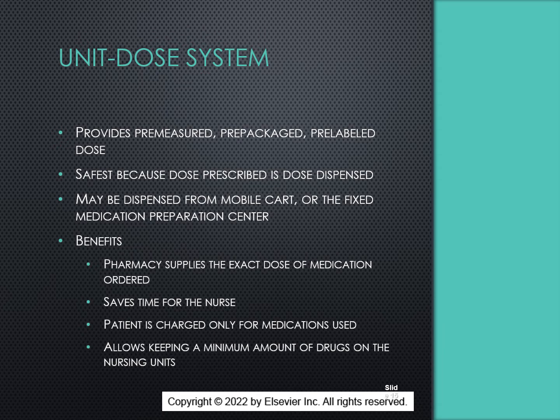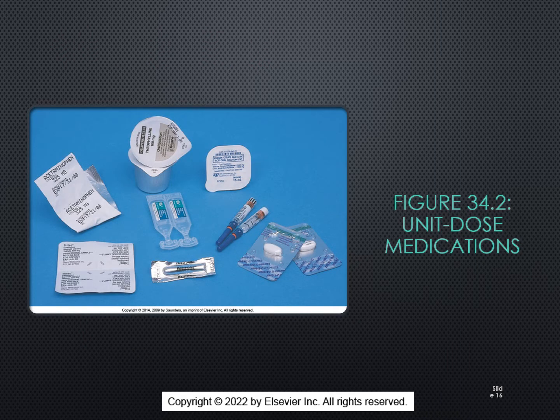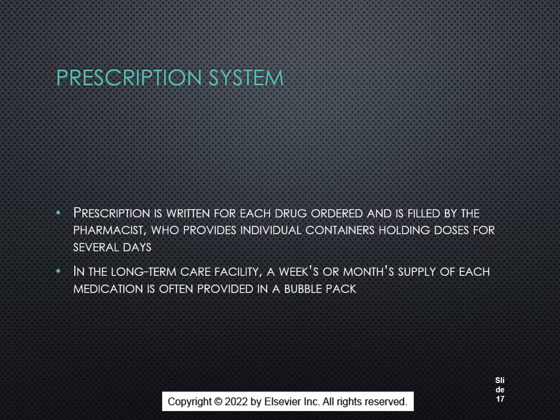Unit dose refers to drugs packaged in single individual doses. The unit dose system provides a pre-measured, pre-packaged, and pre-labeled dose of a medication for each patient. This system is considered the safest. If 3 or more unit dose packages are required to achieve the dose, recheck the order and your calculations. The unit dose system will also save time for the nurse. The prescription system is similar to the unit dose system, except that the pharmacy supplies enough doses for several days.